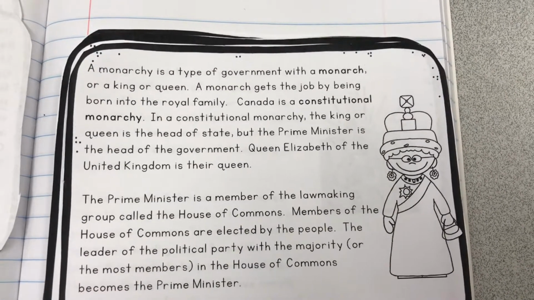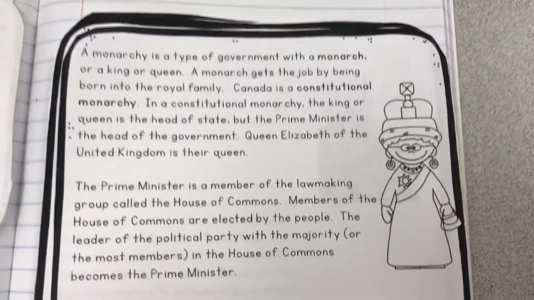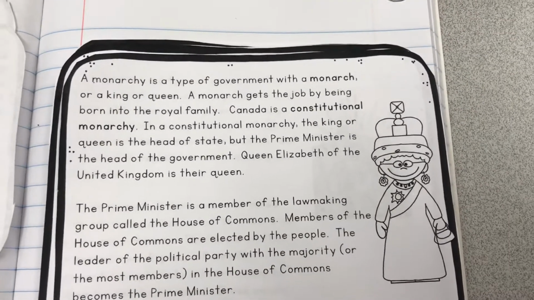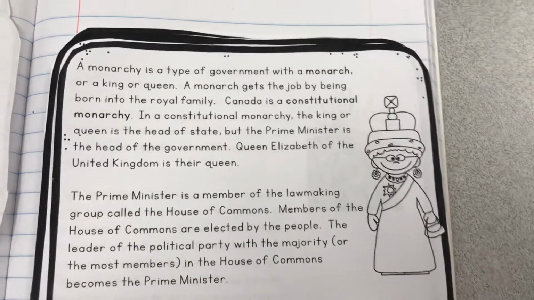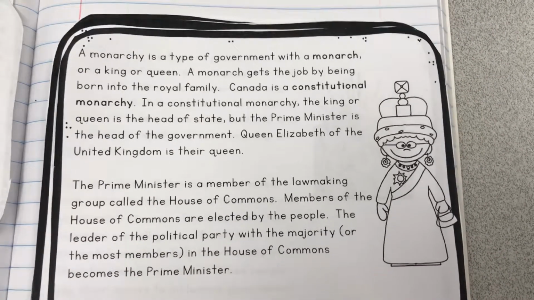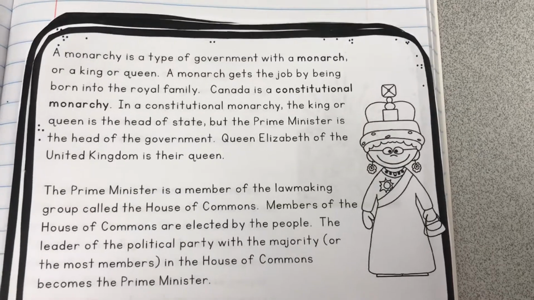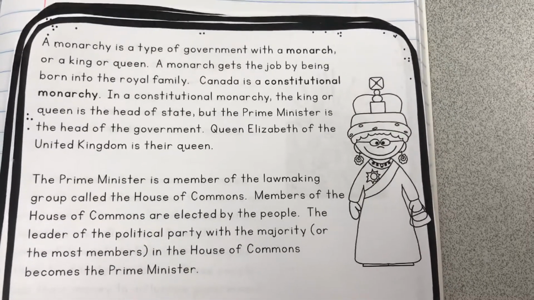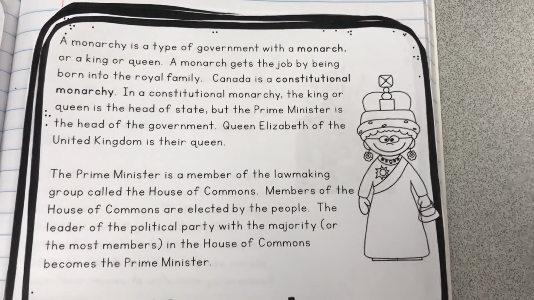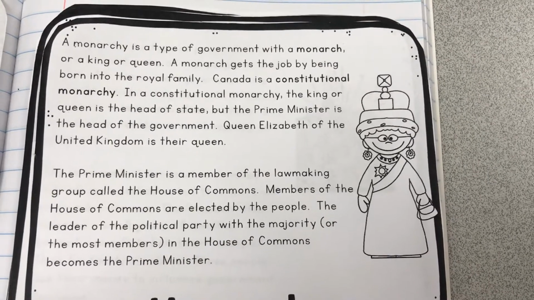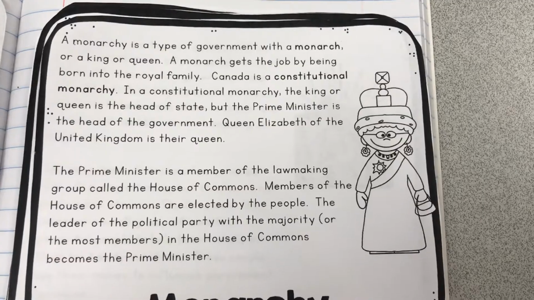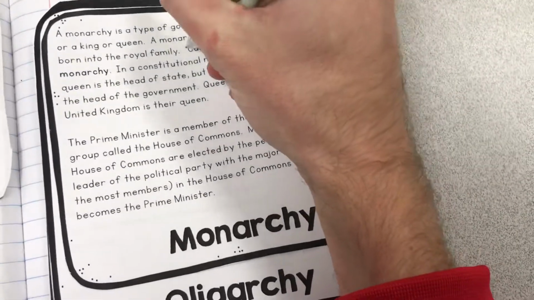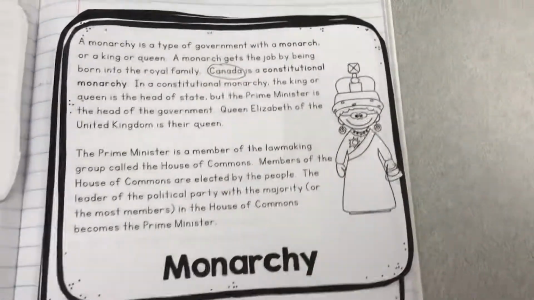Canada is a constitutional monarchy. In a constitutional monarchy, the king or queen is the head of state, but the prime minister is the head of government. Queen Elizabeth of the United Kingdom is their queen. The prime minister is a member of the law-making group called the House of Commons. Members of the House of Commons are elected by the people. The leader of the political party with the majority, or the most members, in the House of Commons becomes the Prime Minister.